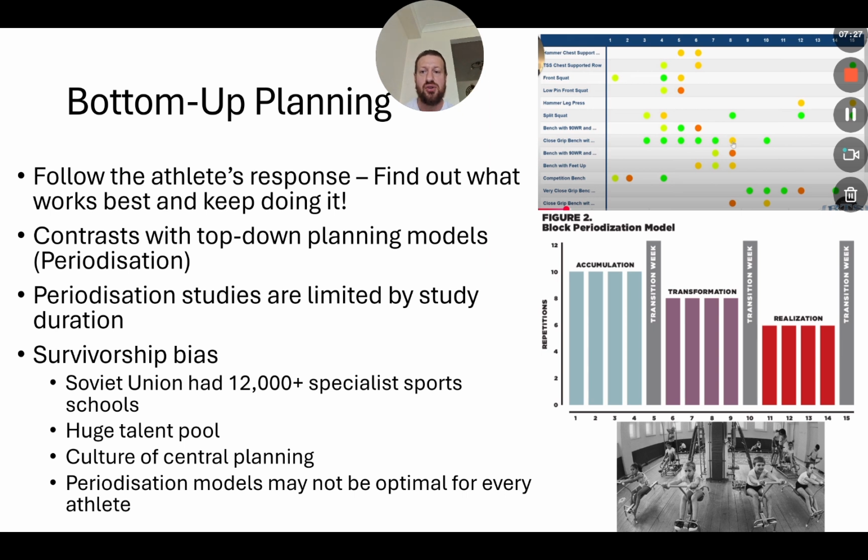Emerging strategies is a style of bottom-up programming. We're basically trying to follow the athlete's response, find out what's best for that athlete, and then keep doing it. This contrasts with top-down periodization models, and emerging strategies kind of highlights some issues with these: the research into them is limited by the duration of the study, and some of the success stories could just be due to huge talent pools, and they might not be best for every single athlete.